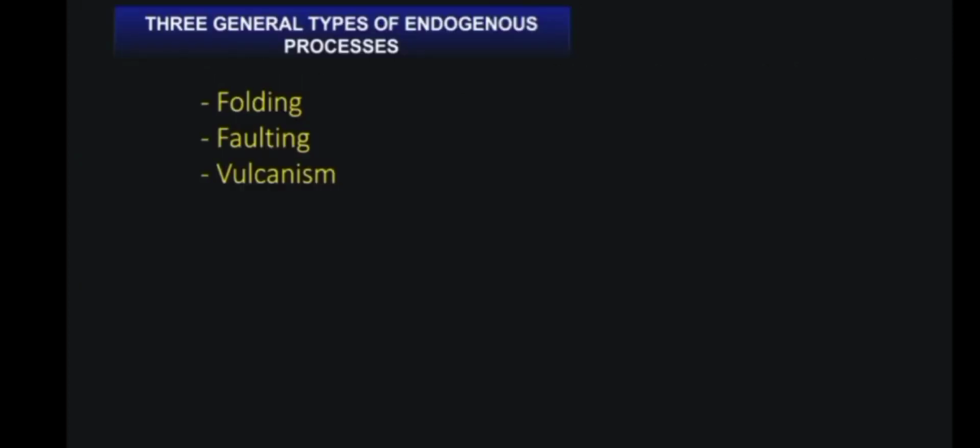Now, let's come to the types of endogenic processes, and there are three: folding, faulting, and volcanism. The following members of this topic, endogenic processes, will continue this discussion.